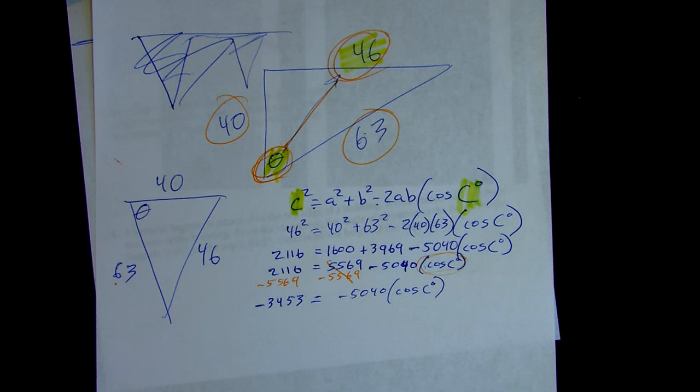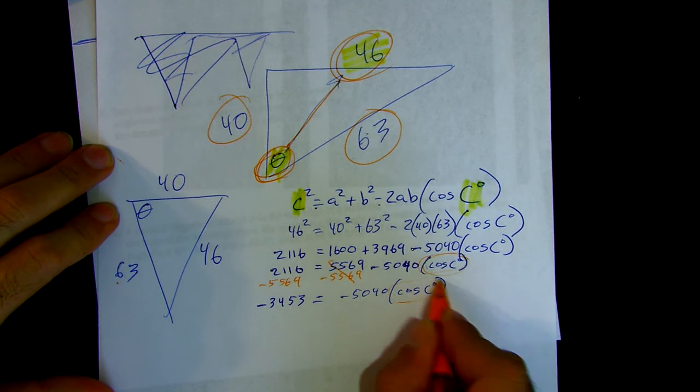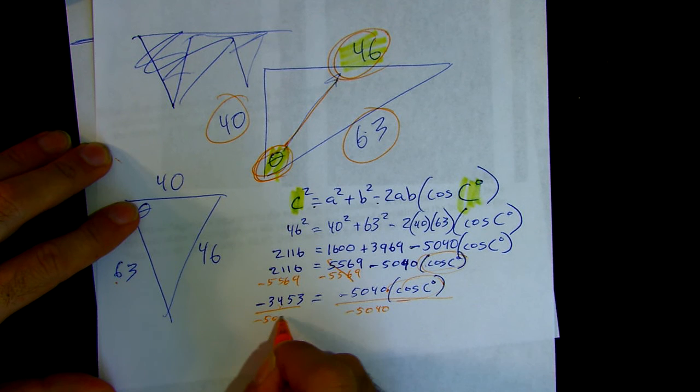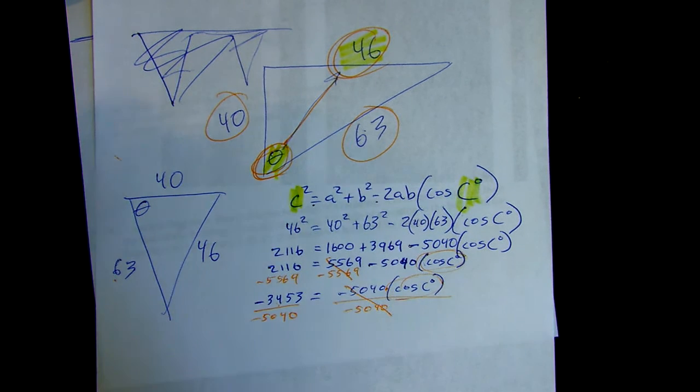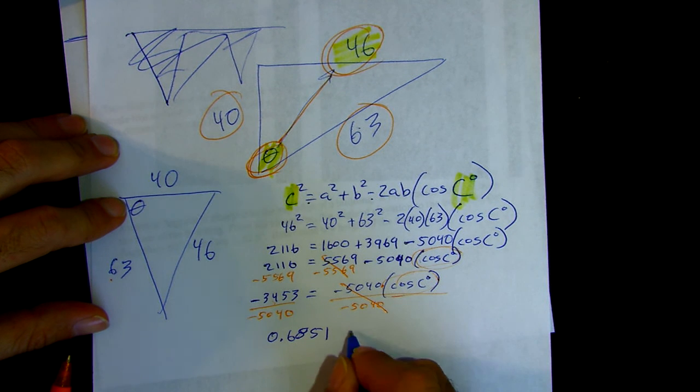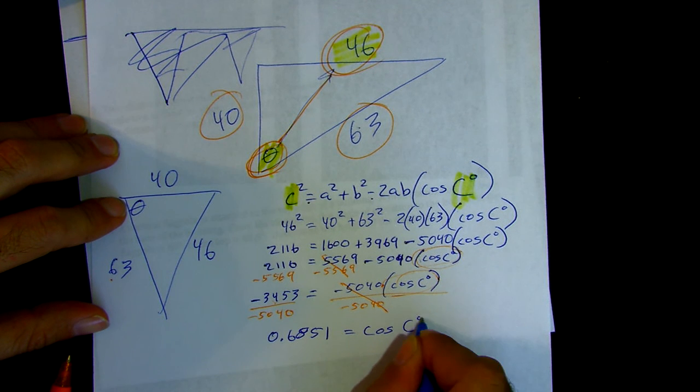I know that this is a painful process, but I know everyone could do it. I know you can do it. It's just a matter of, okay, I need this. It's times the negative 5040, so I need to divide by the negative 5040 on both sides. So we end up with 0.6851 equals cosine of C degrees.